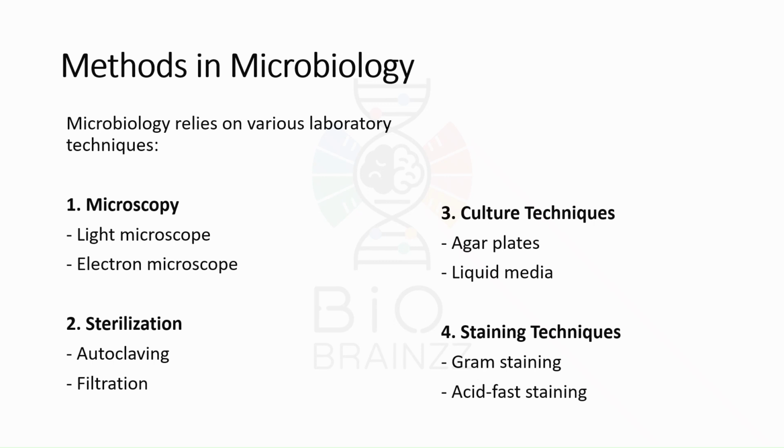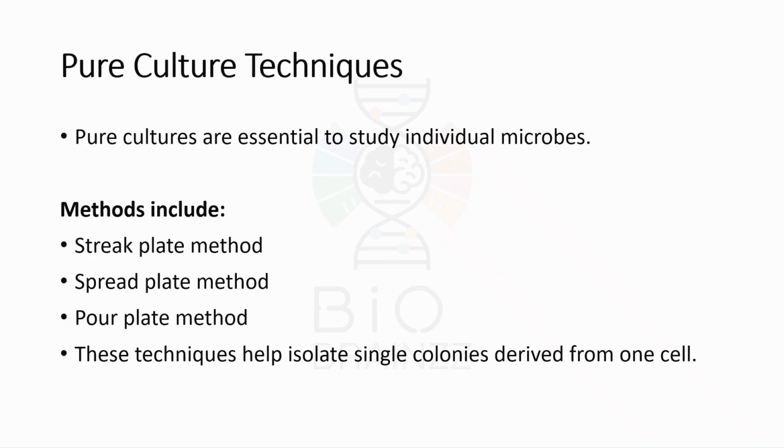Staining techniques like gram staining and acid fast staining are essential for differentiating between types of bacteria. Pure culture techniques. In natural environments, microorganisms are usually present in mixed populations, making it difficult to study a single species. Pure culture techniques are used to isolate and grow a single type of microorganism so that its characteristics can be studied in detail. This is essential for identification, research, and industrial applications.